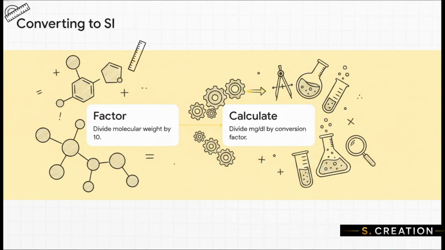Sometimes, though, you still have to translate older, traditional units into this modern SI language. Thankfully, we can break down the seemingly difficult math of converting traditional milligrams per deciliter into standardized millimoles per liter into two super simple logical steps. First, just find your conversion factor by dividing the molecular weight by 10. Second, divide your traditional lab value by that new factor.